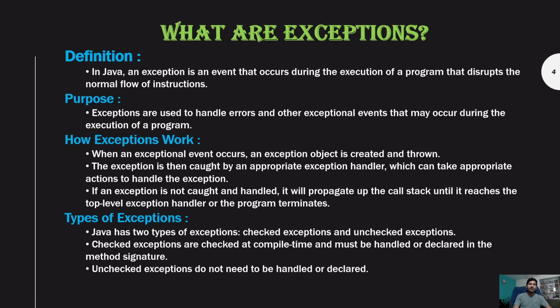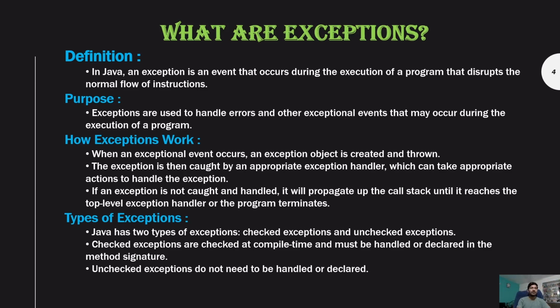What are exceptions? Definition. In Java, an exception is an event that occurs during the execution of a program that disrupts the normal flow of instructions. Purpose. Exceptions are used to handle errors and other exceptional events that may occur during the execution of a program.